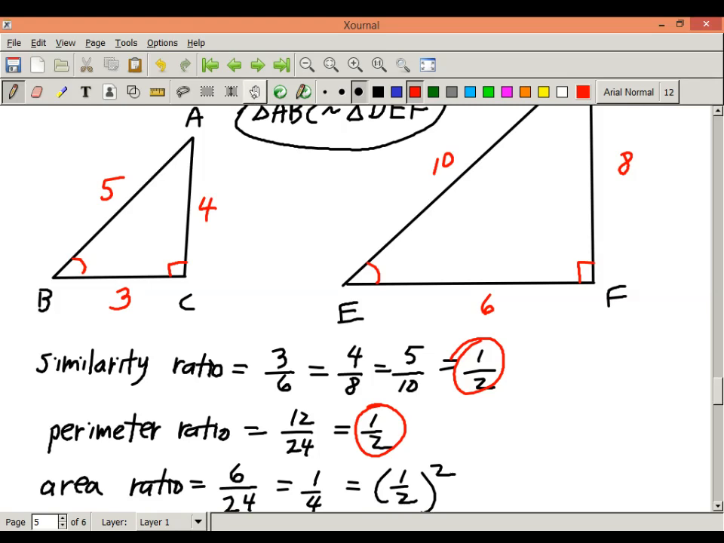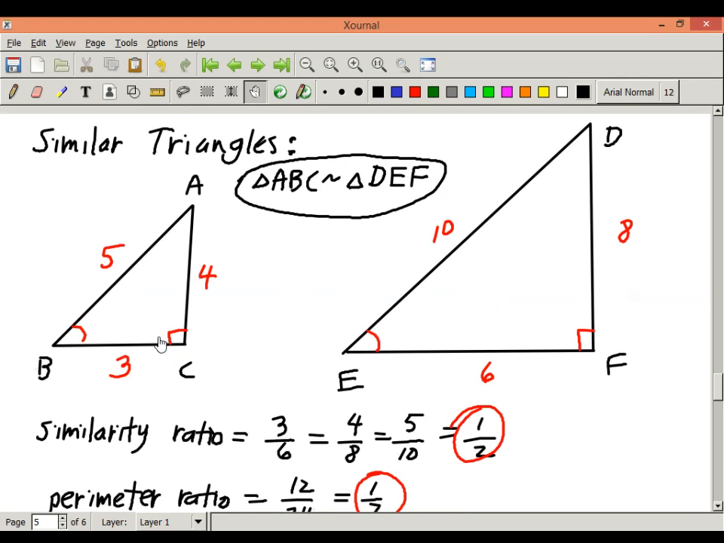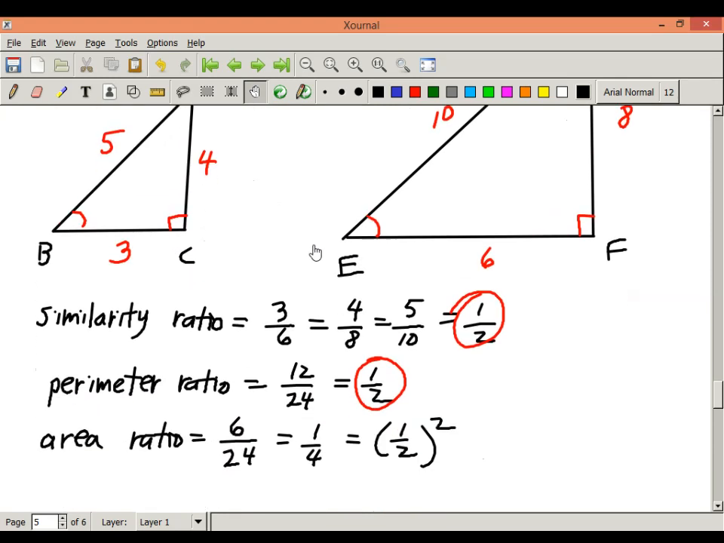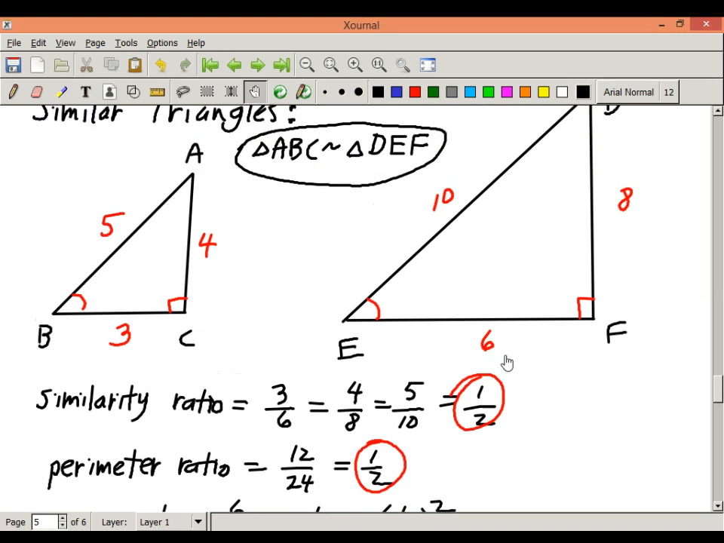Let's take a look at the areas of the two figures. So the area, remember, of a triangle is 1/2 times base times height. So 1/2 of 3 times 4 is 12. 1/2 of 12 is 6. So that's the area of that first triangle. Let's get the area of that second triangle. So 1/2 times base times height. So 1/2 times 48 is 24.